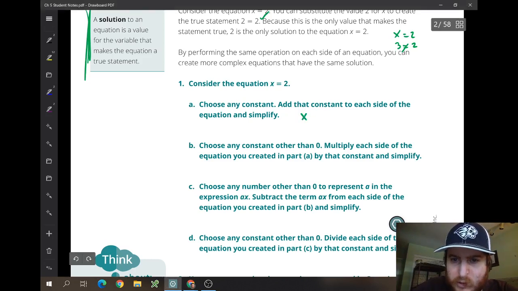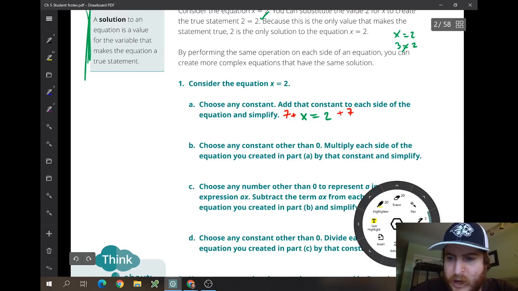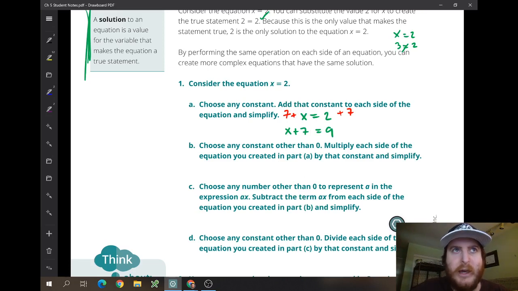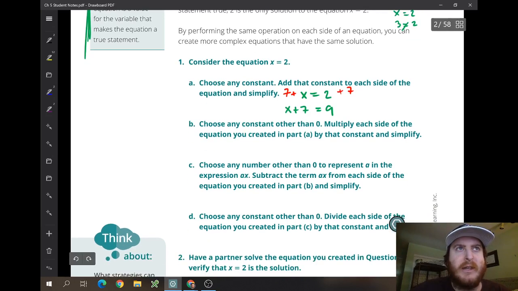So if I had x equals 2, I'm going to use a different color: plus 7 and plus 7. Generally we write the x first. We wouldn't write 7 plus x. Generally we write x plus 7, so I'm going to write it that way, equals 9. If you wrote 7 plus x, that's fine as well. And your number can be different than mine, or you can just copy mine and choose 7 as well, like I did. Okay, next it says choose any constant other than 0.